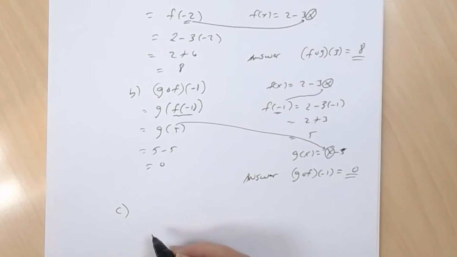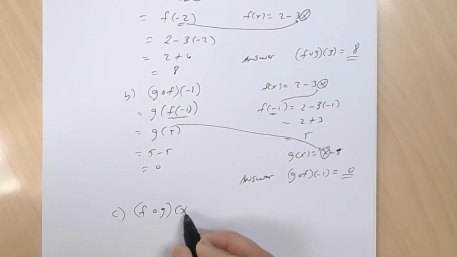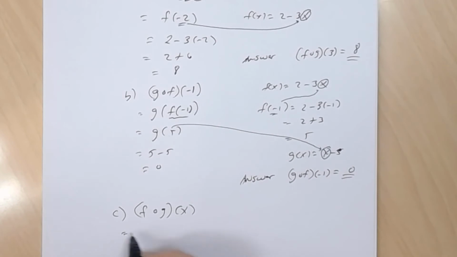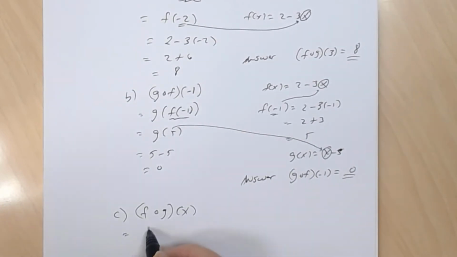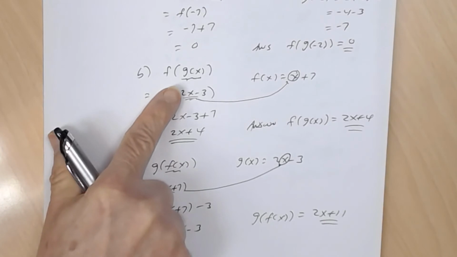Suppose in C, I want to find f composed with g at x. Well, by definition, that means this. You got to use your definition. By definition, that means f of g of x, right? Okay. Now, do y'all see that kind of looks like this right here?